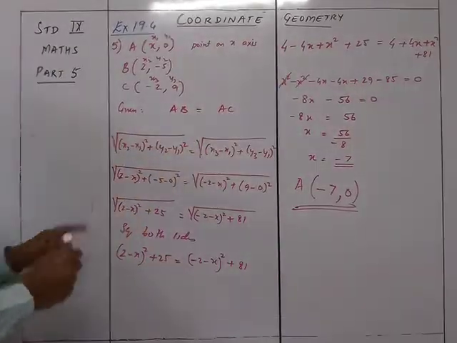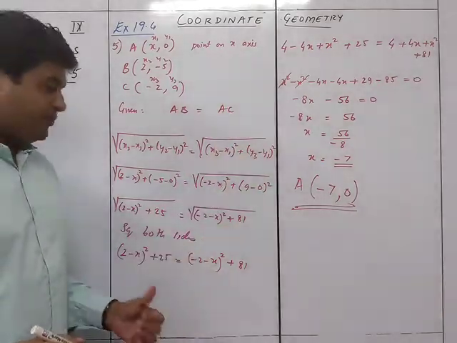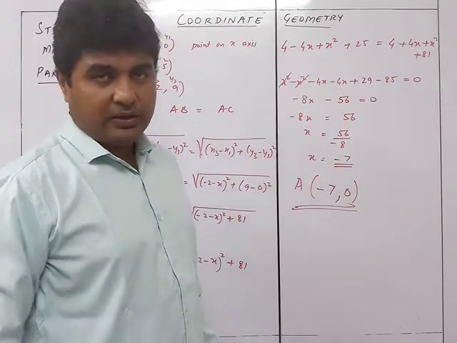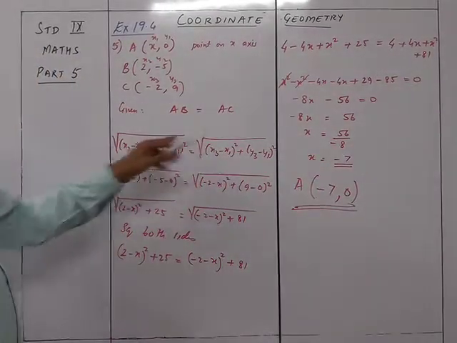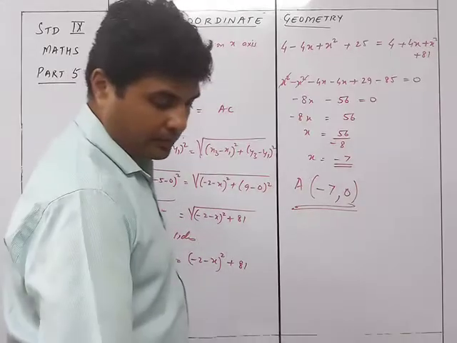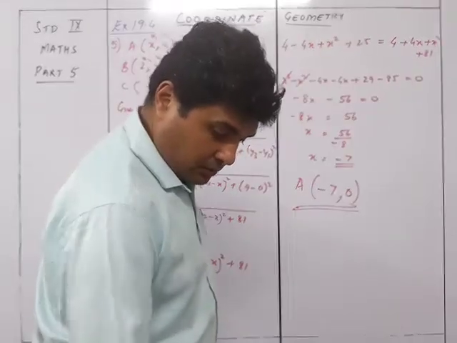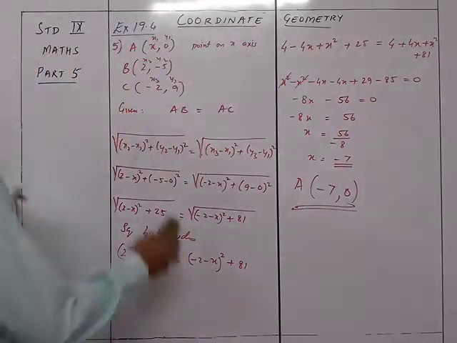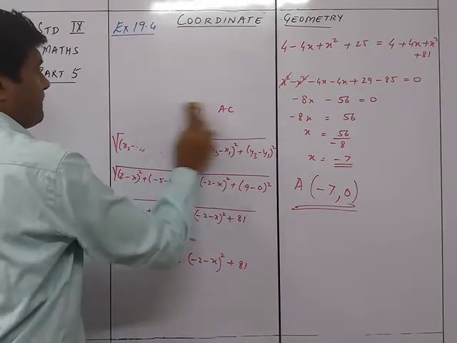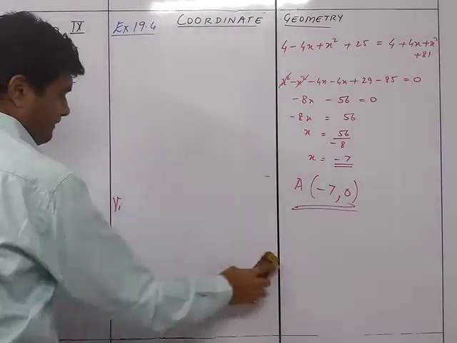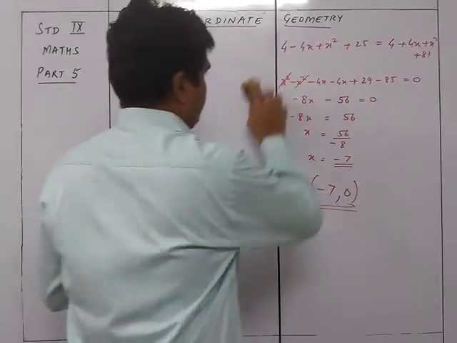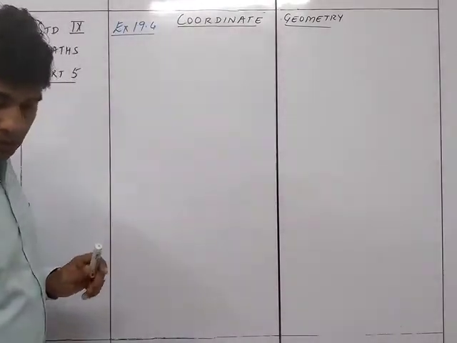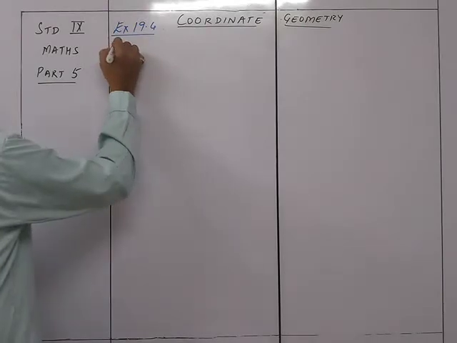In fact, what you could have done is taken the square root directly from the first, because AB square will be equal to AC square. So the root doesn't come in that case. Anyways, this is one of the ways you can do the sum. The next one is sum number 7.